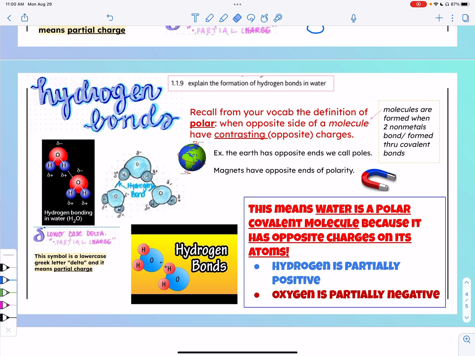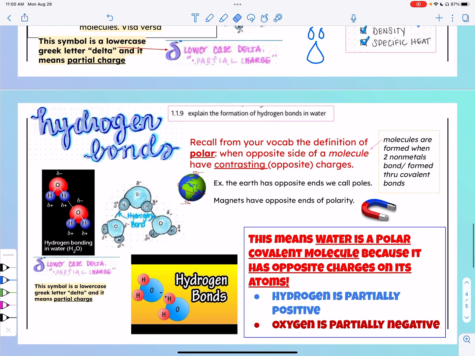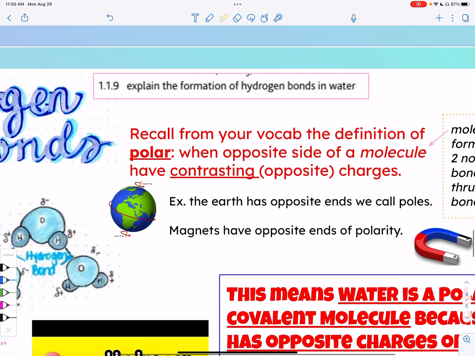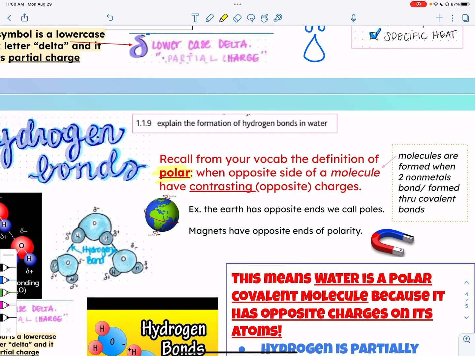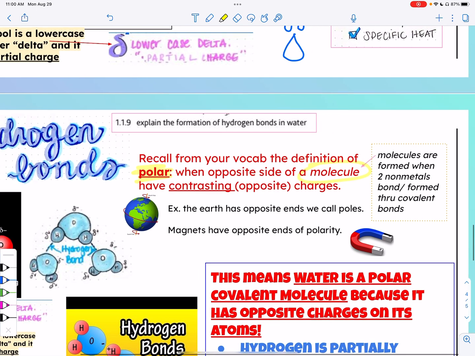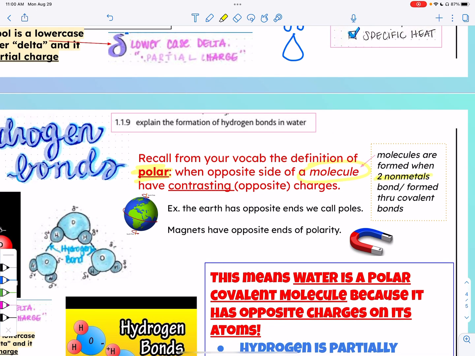And so this will come to the new term we're going to give for water molecules. Recall from your vocab and your vocab quiz, a lot of people mix polar with ionic, but polar is when you have opposite sides of a molecule. Molecules are formed when you have 2 nonmetals or through covalent bonds when they're sharing. But when a molecule has contrasting charges, it is polar.